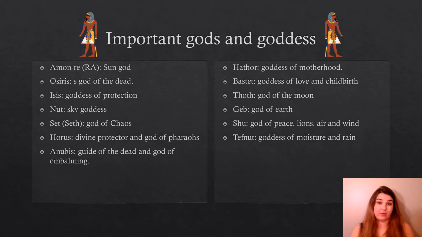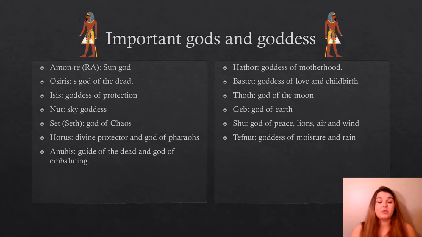Next we have Hathor. An easy way for me to remember this one is to think about the Avengers. So you have Hathor. Hathor is the goddess of motherhood. Next we have Bastet. You can pronounce this as ba, like a sheep makes, and set. Bastet is the goddess of love and childbirth.